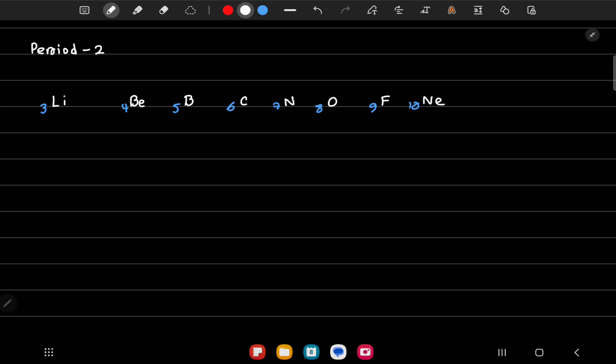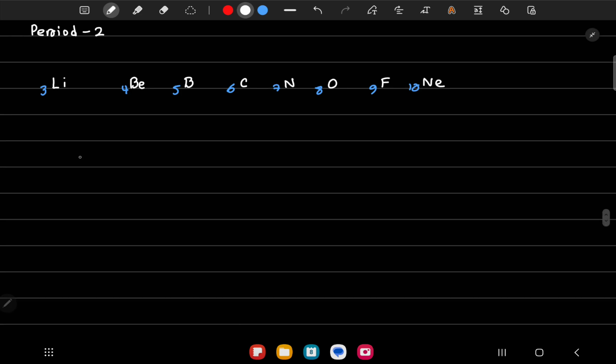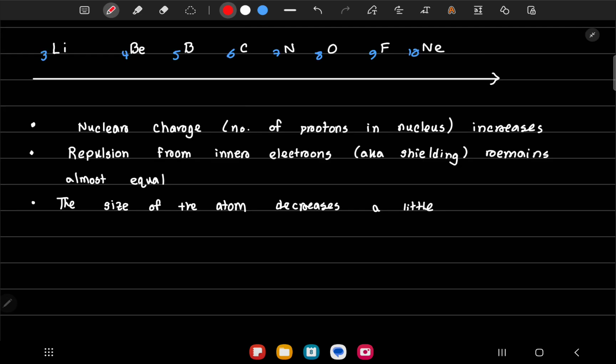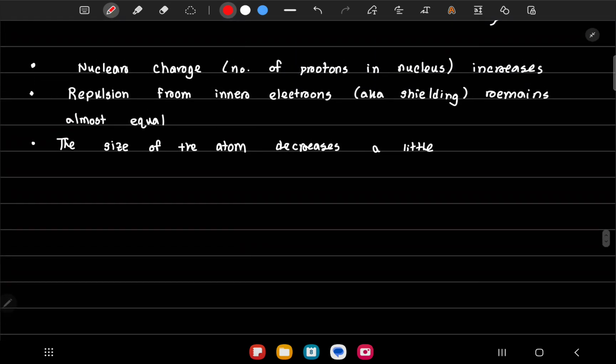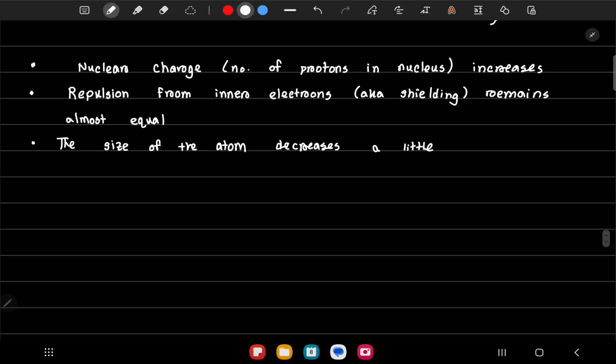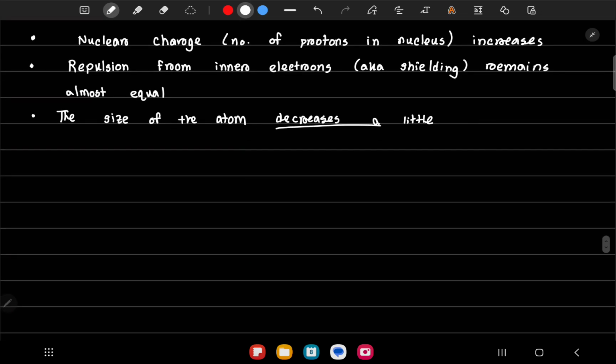Also, as we go across the period, the size of the atoms decreases since the electrons are more attracted to the nucleus, so they tend to come inward, causing the atom to be smaller. So if we take all these factors into play, the nuclear charge increases or the number of protons increases. This causes the electrons to have a higher positive charge to be attracted to, causing it to be more strongly attracted. And if we look at the repulsion from inner electrons, this is almost the same. The size of the atom also decreases. If the size of the atom decreases, the outermost electrons will be closer to the nucleus.